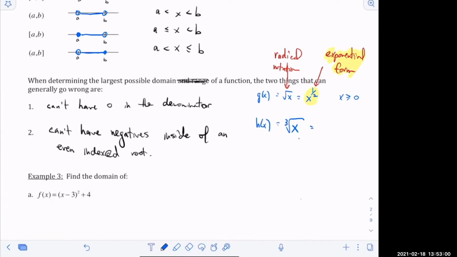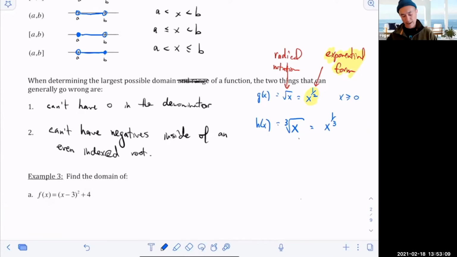One over the power 3 root? Correct. X to the 1 over 3 power. That's right. X to the 1 over 3. Excellent.